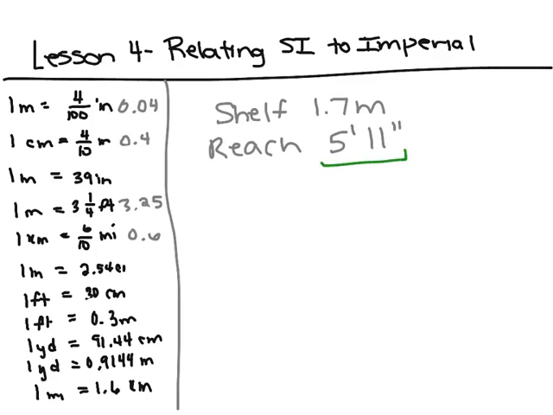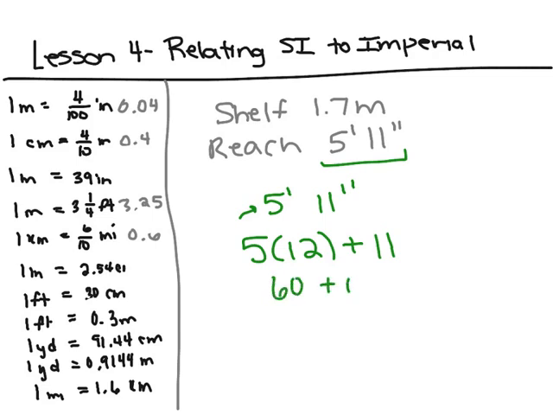So first we're going to convert it into inches altogether. So if we have 5 feet and 11 inches, that's the same as saying we have 5 groups of 12 inches plus 11 extra inches. For every foot, you have 12 inches, so we're going to multiply. So 60 plus 11 is 71 inches. So her reach is 71 inches.